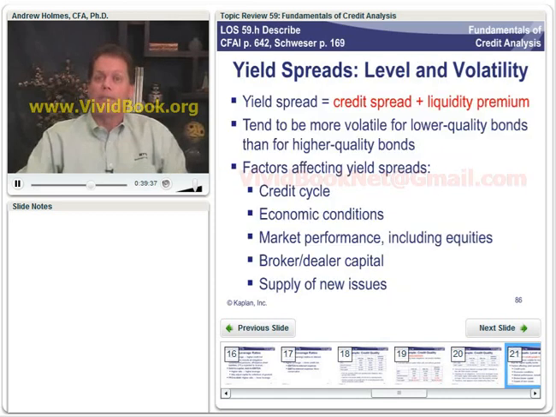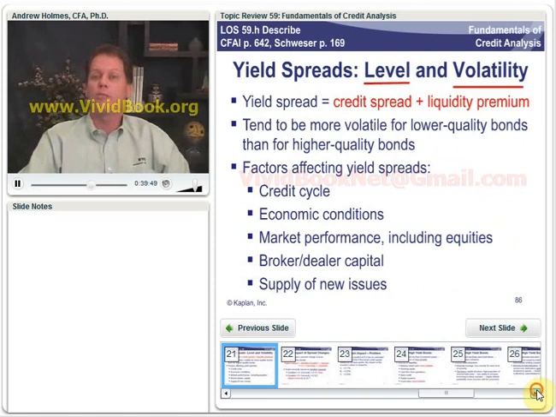All right. Yield spreads, looking at level and volatility. What are they, and what impacts the spread itself, how it opens and closes? So yield spread is going to be based on two things. It's going to be based on credit spread. So that's what we normally think of.